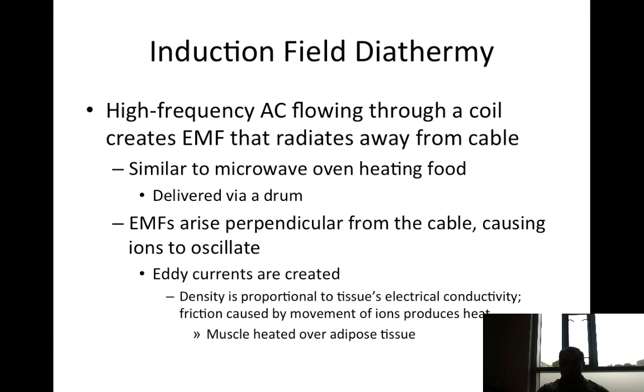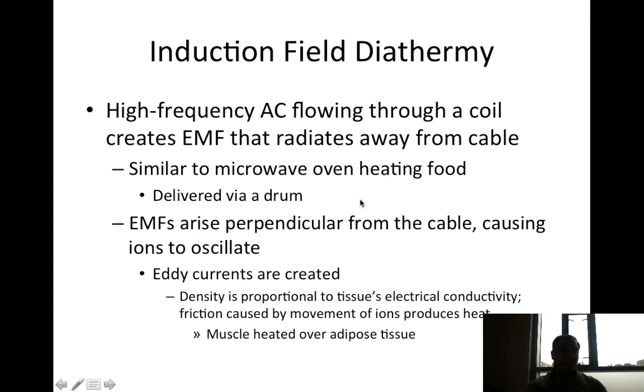EMFs arise perpendicular from the cable, causing ions to oscillate. So the ions oscillate, these eddy currents, pretty much the main thing here to know, eddy currents. When the ions oscillate, they vibrate and they produce heat. So density is proportional to tissue's electrical conductivity. Friction caused by the movement of ions produces heat. So essentially, that ion is oscillating, and that friction produces heat, and muscle is heated over the adipose tissue.